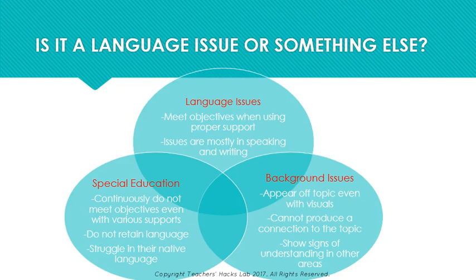The last one it could possibly be is just a background issue. Maybe they appear off topic when you're showing them a visual. It might be they have a different picture in their head, or a different experience that's related to that picture. They also cannot produce a connection to the topic. That's probably because they don't have experience with it. They show signs of understanding in other areas. So it's not necessarily that they don't know something. It could just be that they haven't experienced it, and they need all that labeling and all that support behind them.